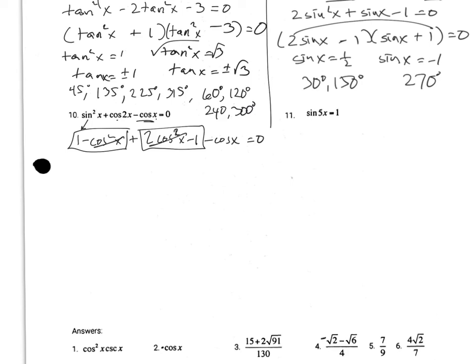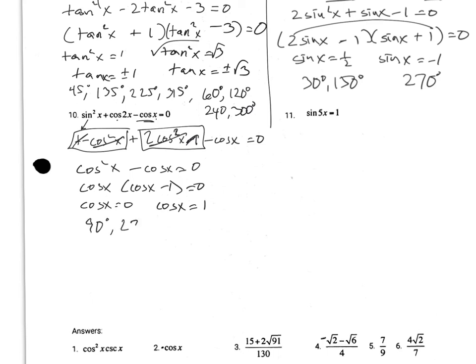2 cosine squared minus cosine squared is cosine squared. Then we have minus cosine x, and then we have 1 minus 1. That's 0. So they have a cosine in common, and we're left with cosine of x minus 1. So cosine of x equals 0. Cosine of x equals 1. We're still in degrees, so cosine is 0 at 90 and 270. And cosine is 1 at 0.